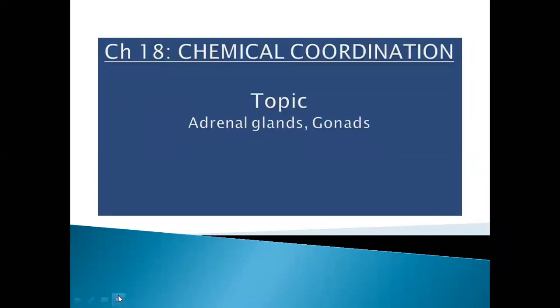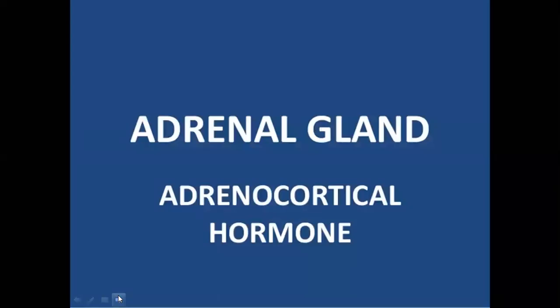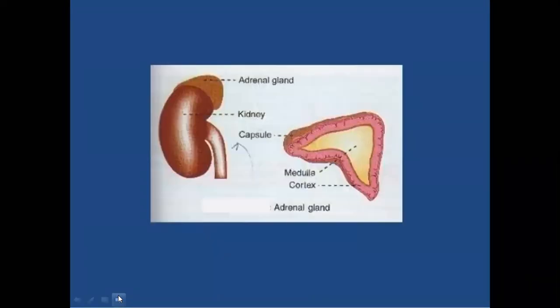Chapter number 18, chemical coordination, and the topic is about adrenal glands, gonads, positive and negative feedback mechanism. So let's start with the adrenal glands, that is, the adrenocortical hormones they release.